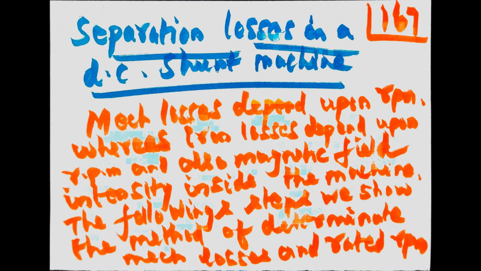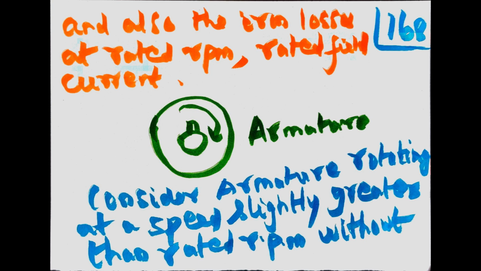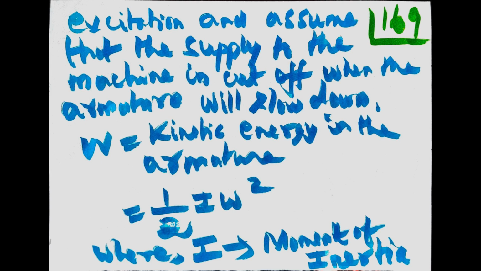Consider the armature rotating at a speed slightly greater than rated RPM without excitation, and assume that the supply to the machine is cut off, so the armature will slow down. Kinetic energy in the armature is half I omega squared, where I is the moment of inertia and omega is the angular speed in radians, omega equals 2 pi N divided by 60.